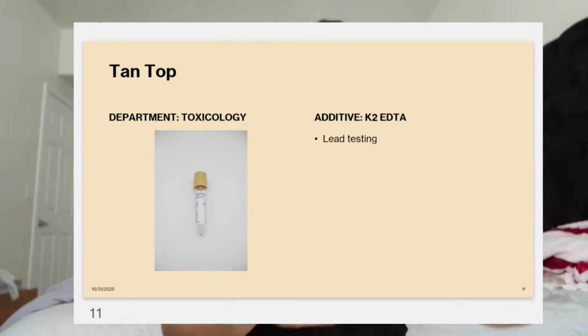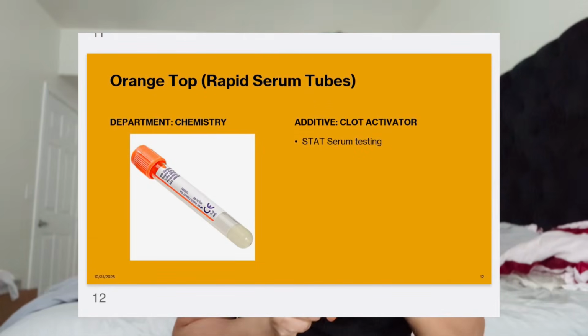Here we have some test tubes that we do not use so often, but you may see in your phlebotomy career. One is going to be the tan top. The department is going to be toxicology, and the additive is the K2 EDTA, and this pretty much just checks for lead. I mentioned this one before in my other video, and this is the RST, the rapid serum tube. RST is pretty much similar to the SST, which is the serum separator tube.